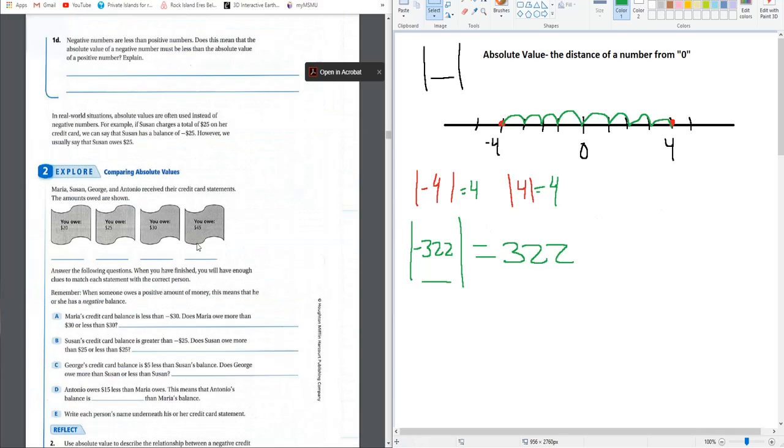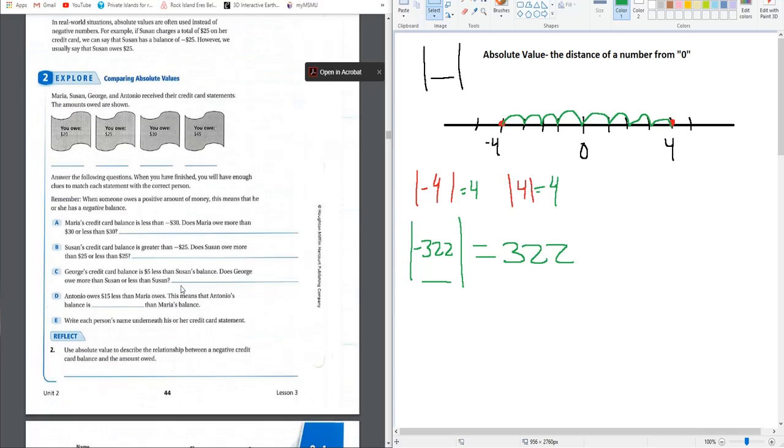This one was a little bit confusing. It was using credit card balances and how negative and positives, they kind of work together in a credit card balance. If you need me to go over that again, that's fine. It's not super important for you to know right now. I just wanted you to have an example of how this is useful in your daily life.